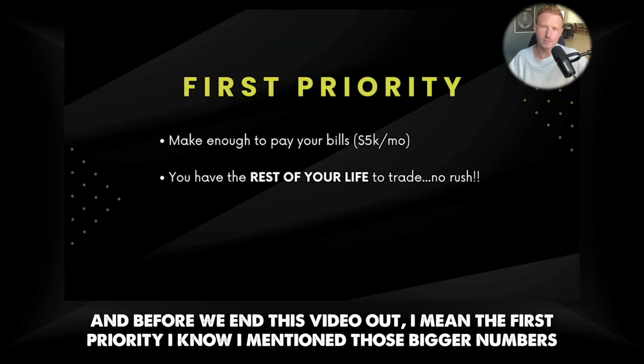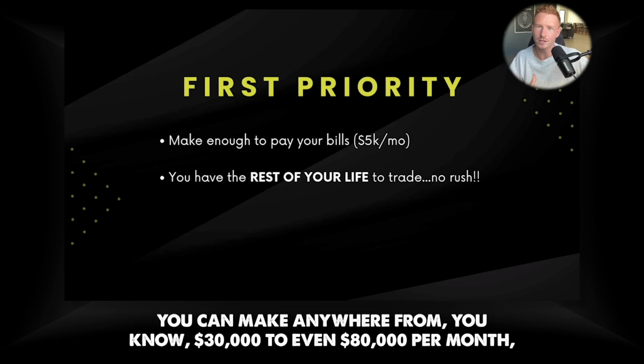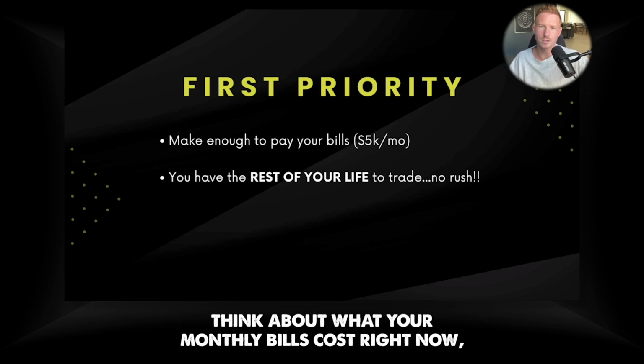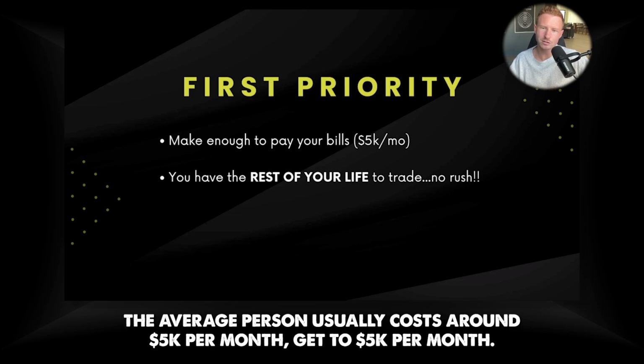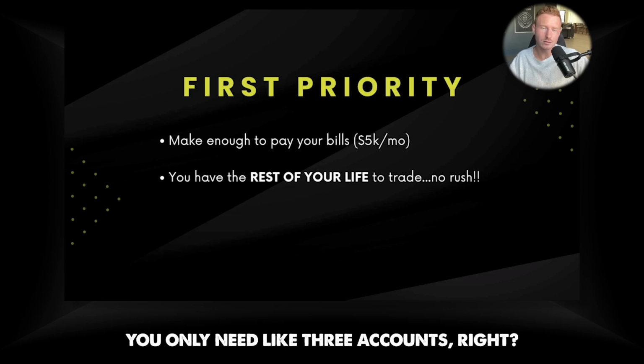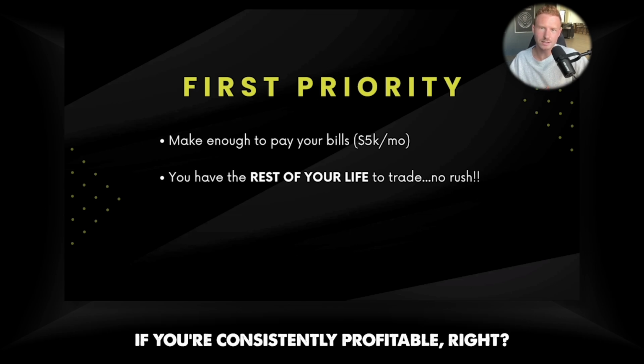And before we end this video, the first priority. I know I mentioned those bigger numbers and it can kind of seem exciting once you get to 20 accounts. You can make anywhere from 30 to even 80,000 per month, but make the first priority enough to pay your bills. Think about what your monthly bills cost right now. The average person usually costs around $5K per month. Get to $5K per month. How many accounts do you need to do that? Realistically, you only need like 3 accounts, right? Anywhere from 3 to 5 accounts, and you can easily make that $5K per month if you're consistently profitable.